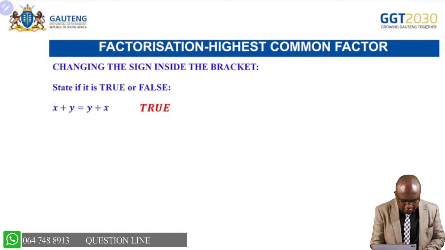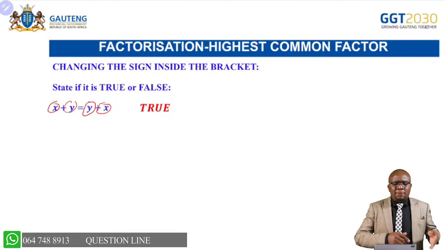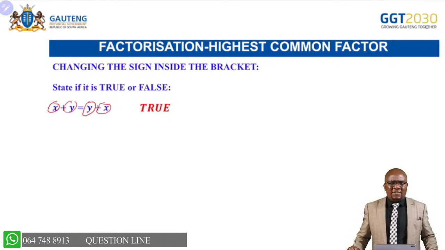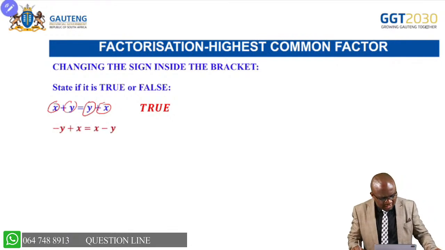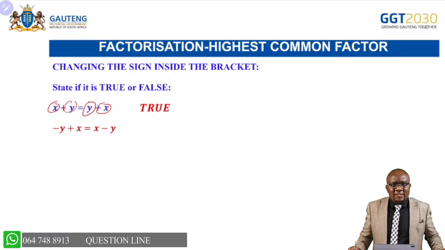Check the sign. What is the sign of x here? It's positive. What's the sign of x here? Positive. What's the sign of y here? Positive. What's the sign of y here? Positive. So the signs are still the same on the left hand side, on the right hand side. The signs are the same. Just look at the signs. They will guide you. Okay, next statement. Is this one true? Remember I said look at the sign. Look at the signs.